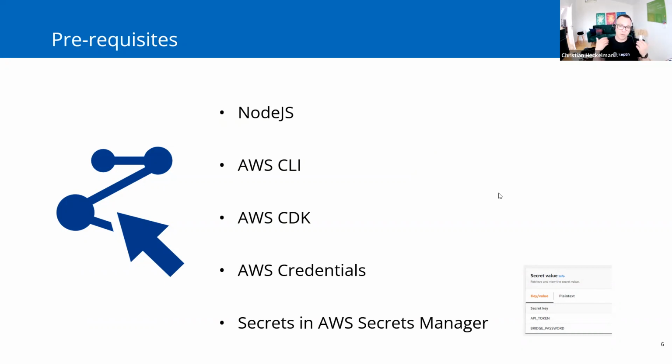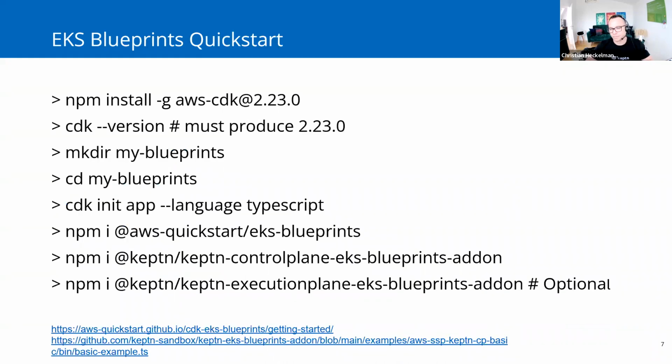You can also add it directly into the code, but most likely it's not the best idea to add secrets directly to the code, right? And as this is still running, let's take a look at the quick start. If you want to start with the EKS Blueprints, all you need to do is to install the AWS CDK on your machine through npm. You can check the version. Then in a directory you just say cdk init app with language TypeScript.